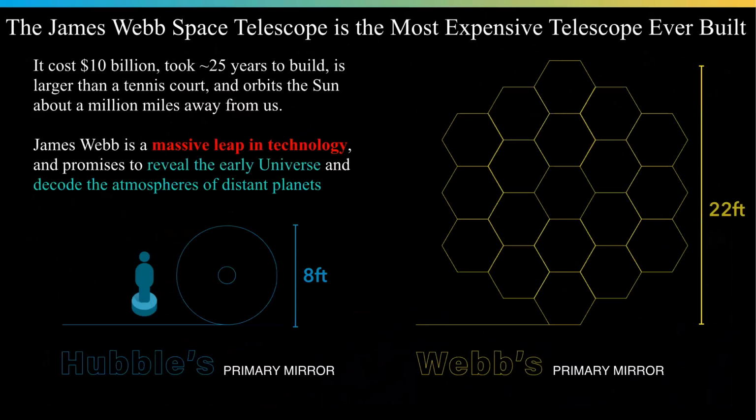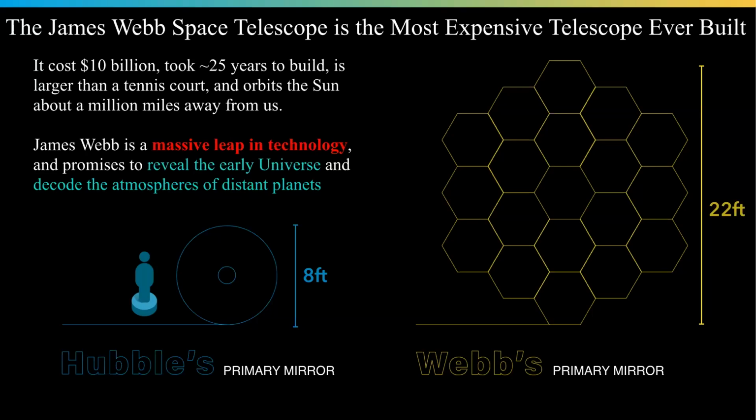The Webb telescope is the most expensive telescope ever built by a fair margin. It cost $10 billion. It took something like 25 years to build. It's larger than a tennis court, and it orbits the sun about 1 million miles away from us. We'll talk about the orbit in a bit.